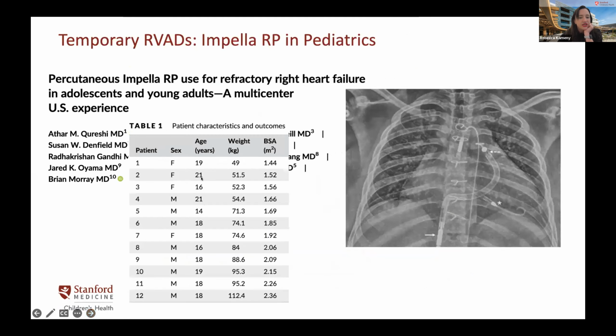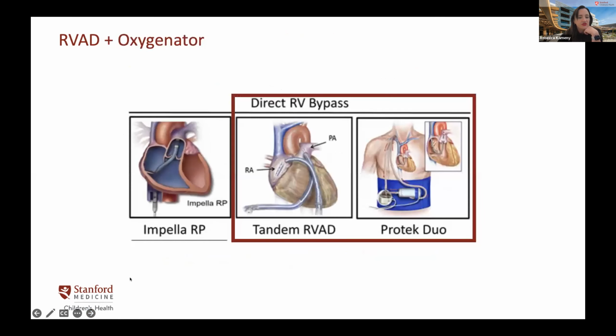And so here you see, this is the biggest case series I could find of Impella use. And it's really in adolescence. The youngest patient here is 14. The smallest BSA was 1.4. Although they were able to successfully support these patients, their use in pediatrics is limited. And then, what about the patients who need also an oxygenator? Well, if you have this type of RVAD system where the pump is outside the body, it's easy to splice in an oxygenator into these devices.